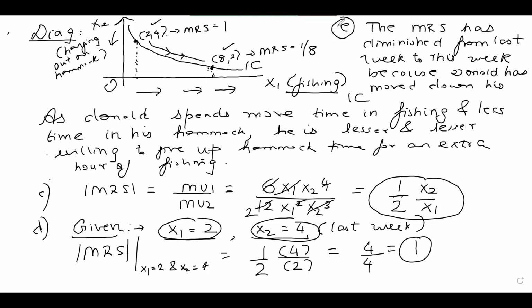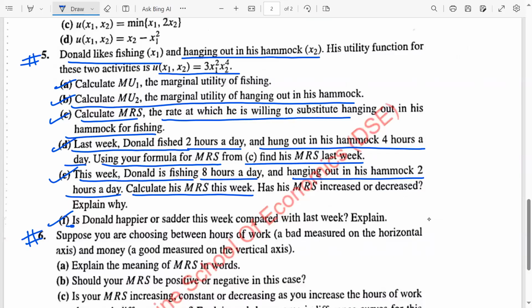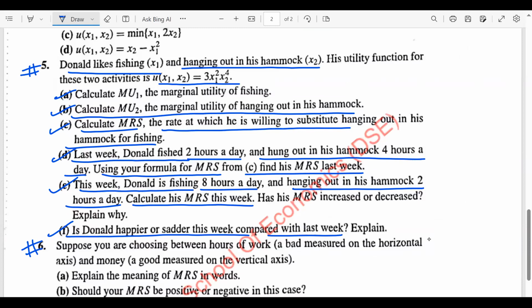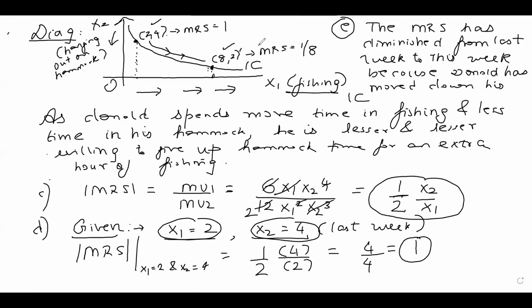So we are done with part E and part F. If I come back to the back problems, what is part F asking us? Is Donald happier or sadder this week compared to the last week? He is equally happy because he is still on the same indifference curve. This point corresponds to this week and this point corresponds to last week. Both the points lie on the same indifference curve. That means Donald is equally happy.